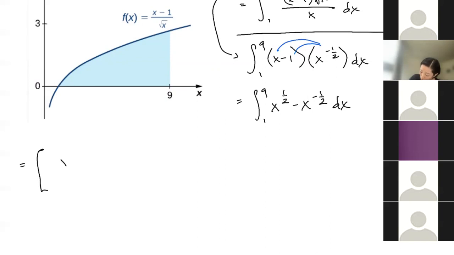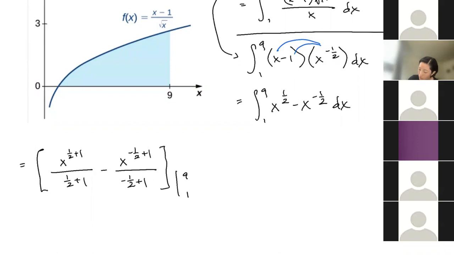So we're going to do x to the 1/2 plus 1 all over 1/2 plus 1. That is the integral of the first part. Minus, what's different about the next one? Negative 1/2 plus 1 over negative 1/2 plus 1. I'm going to plug in 9. I'm going to plug in 1. Okay, but we're going to simplify a lot before we get there.